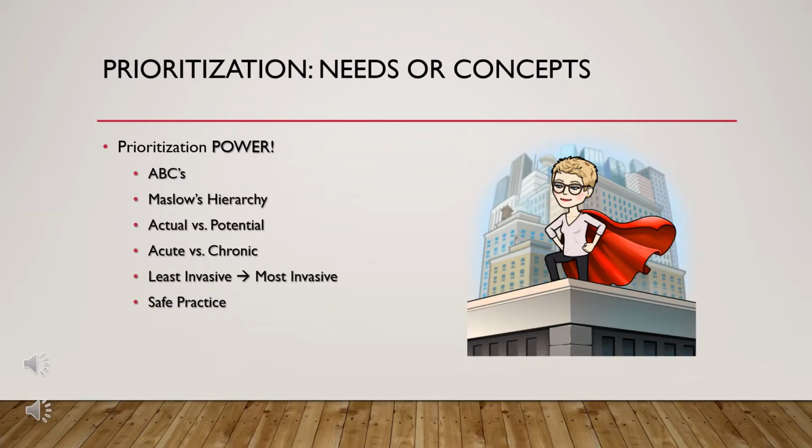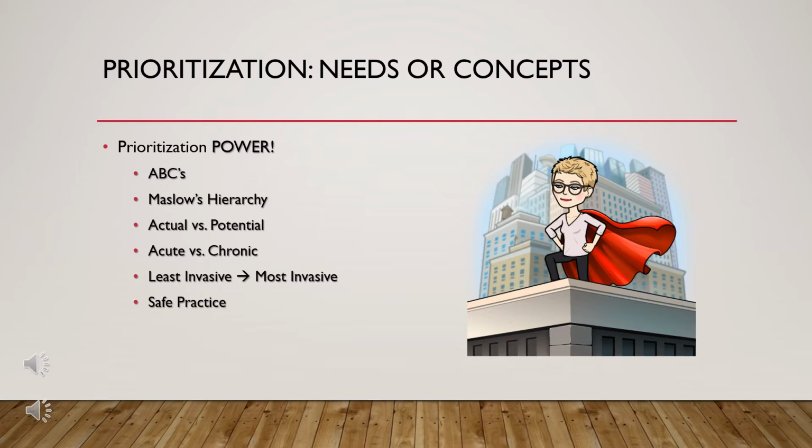The first P is prioritization, prioritizing the leading needs or concepts related to our client. And as we practice this, we're going to develop prioritization power. Now, there are several different strategies that can help us with this prioritization. The first is the ABCs, airway, breathing, circulation. Everybody's familiar with the ABCs.